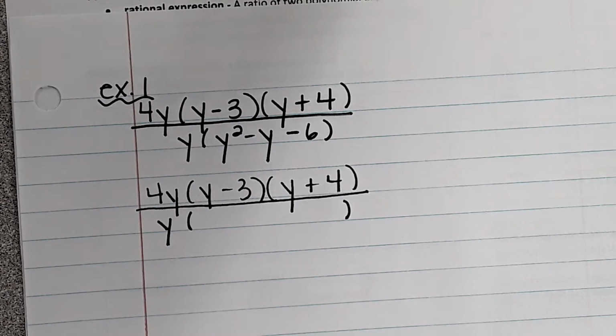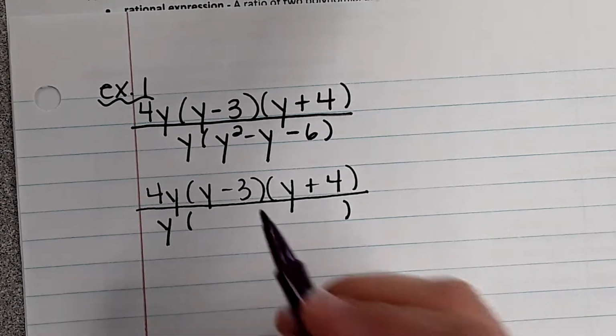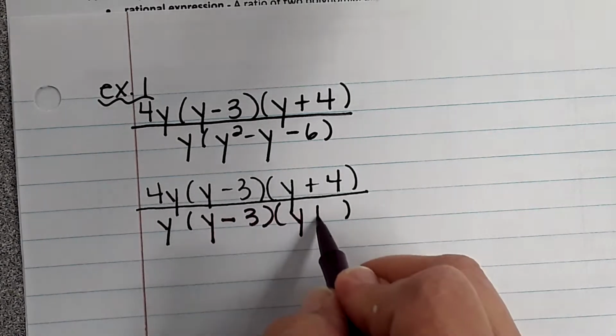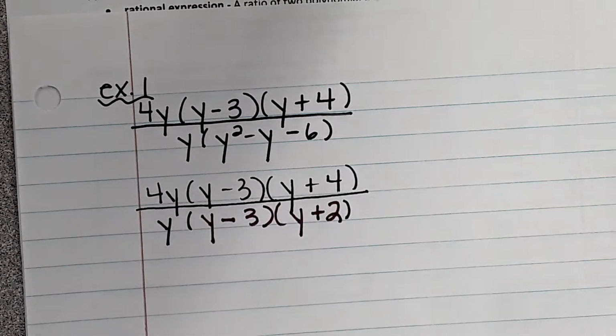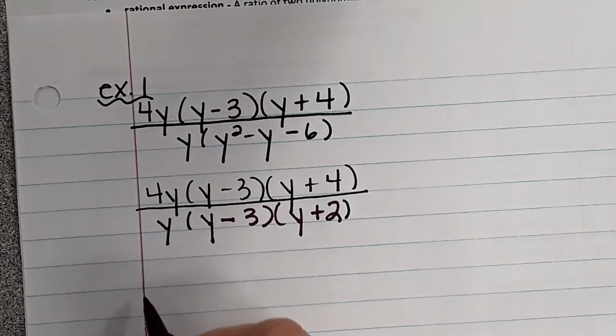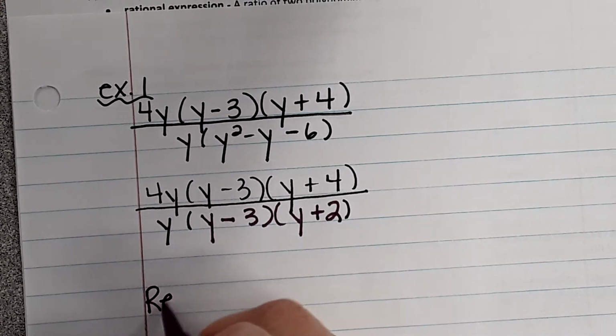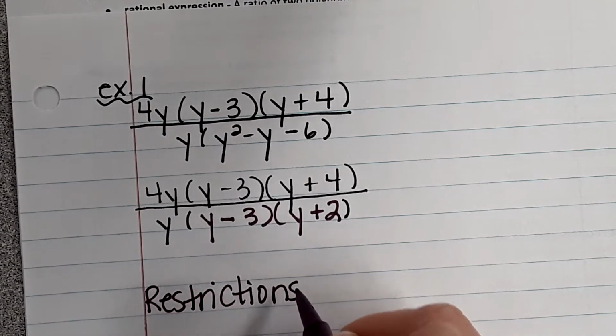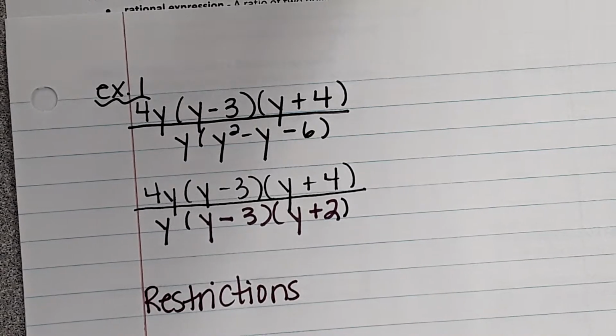So what are two numbers you can multiply to get -6 and add to get -1? Okay. So y minus 3, y plus 2. Now before you start reducing and all of that, what we need to do is we need to write our restrictions. And basically a restriction is, where is the domain undefined? So restrictions are, where is it undefined?